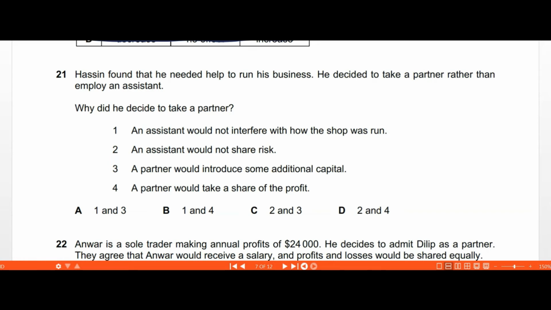Hassan found that he needed help to run his business. He decided to take a partner rather than employ an assistant. So he is now turning it into a partnership.